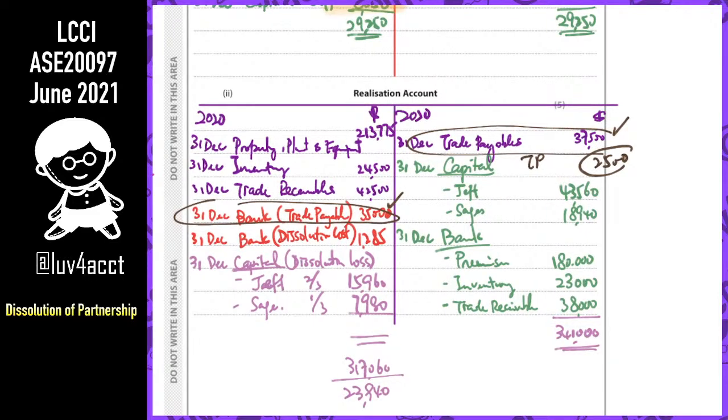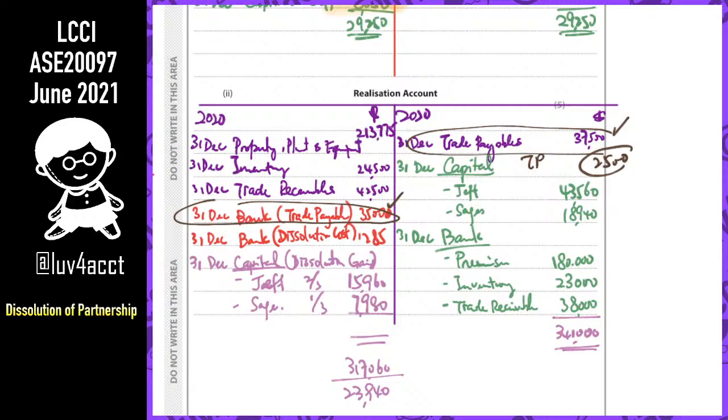And actually this is a dissolution gain, not a dissolution loss. Dissolution gain here, because it goes into the debit side of the realization account, meaning the credit side of the realization account is greater than the debit side. That means it is a gain. So Jeff 15960 will again go to the credit side of Jeff's capital account, an addition, 8050, and then 15960.